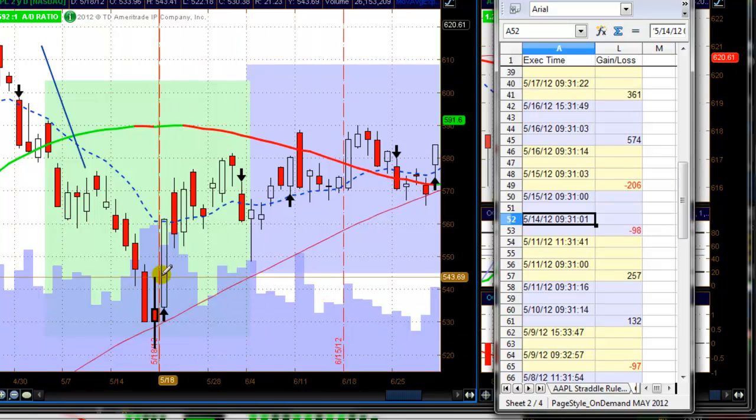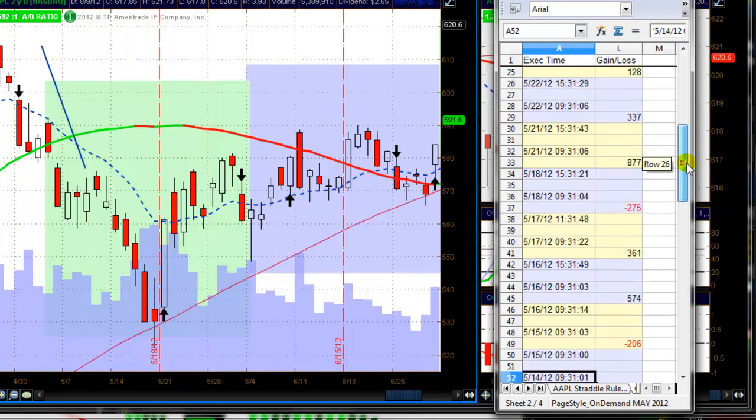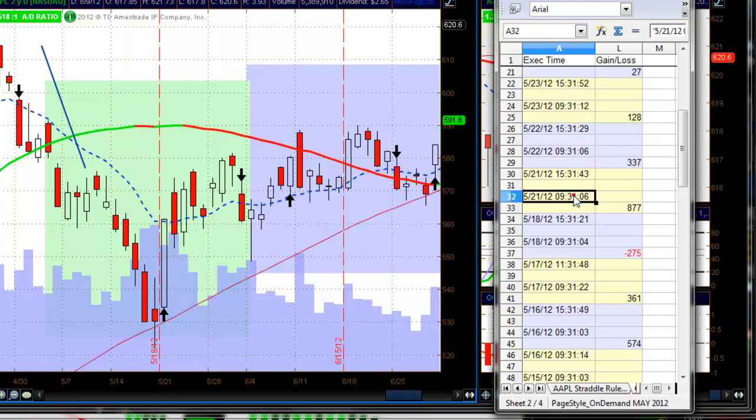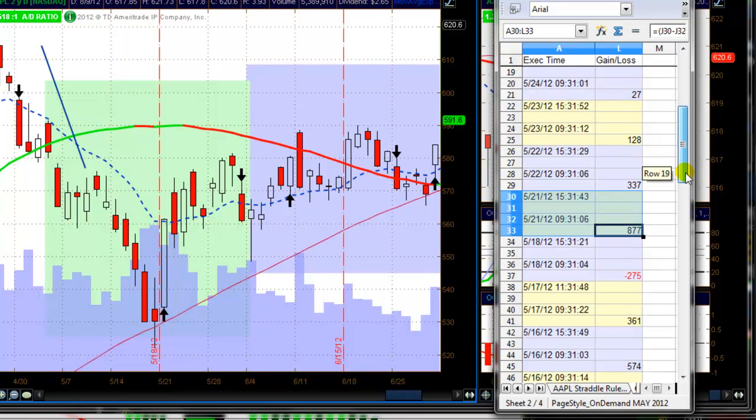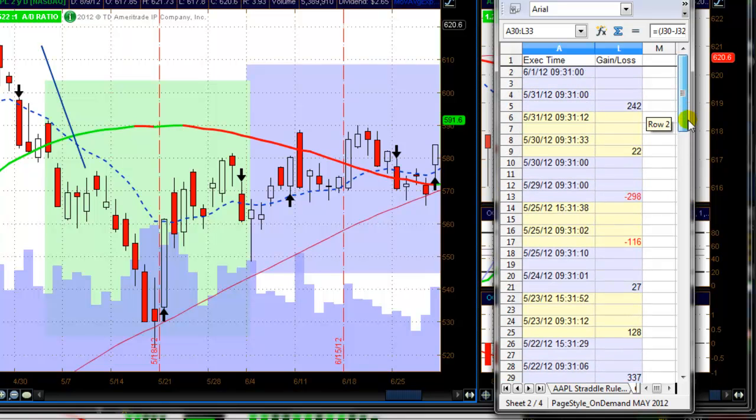Well, let's look at this big one here that's on 5/21. Let's see what happened on that date. Whoa, look at this. 5/21, we got in at 9:30 in the morning and we got out at the end of the day for $877. I think that's the biggest day that I had. So that was a nice one. You can see here that May had some nice big candles, which is where you can make the big bucks.